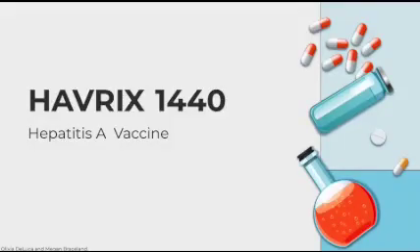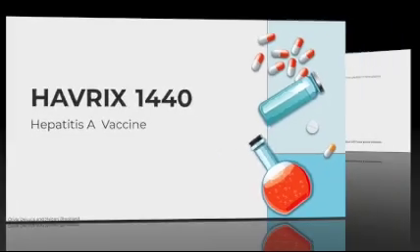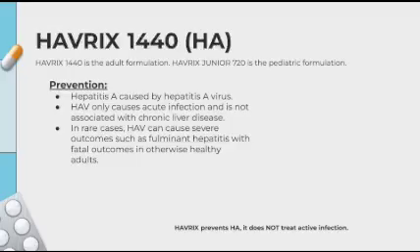HAVRIX 1440 hepatitis A vaccine. HAVRIX is used to prevent hepatitis A caused by hepatitis A virus. Hepatitis A virus only causes acute infection and is not associated with chronic liver disease. It is important to note that HAVRIX prevents hepatitis A. It does not treat an active infection.